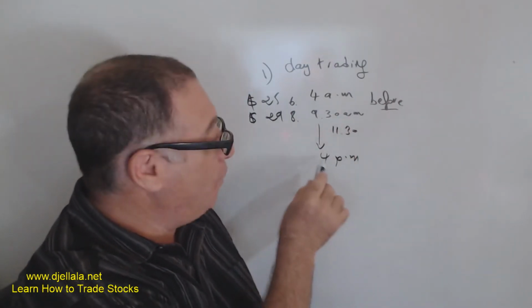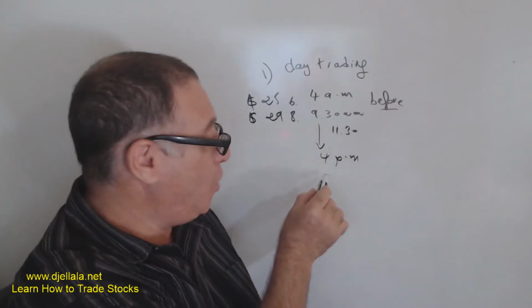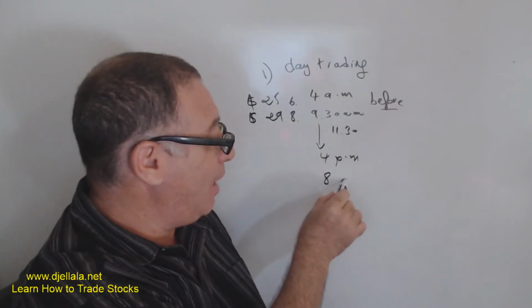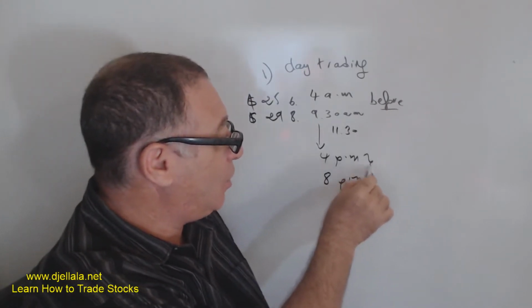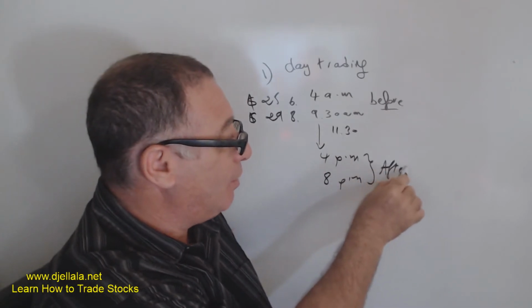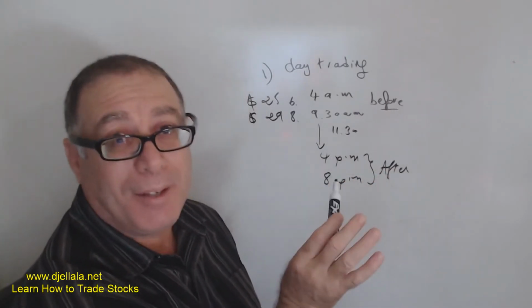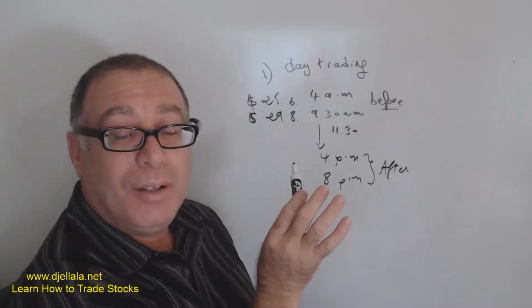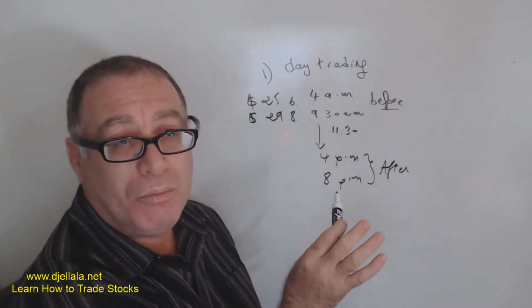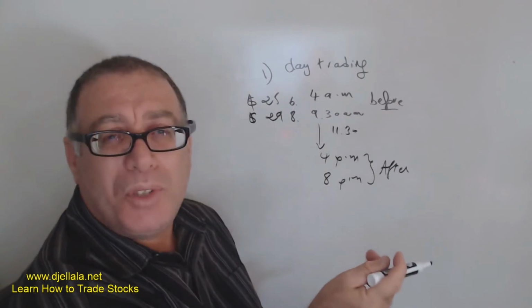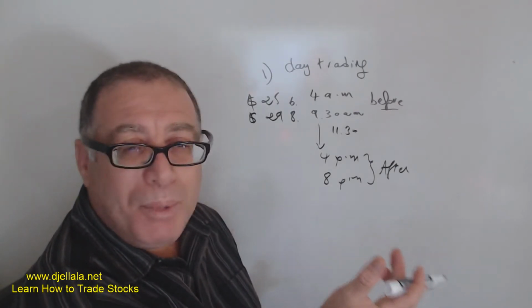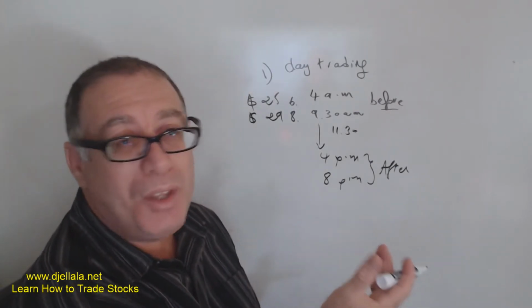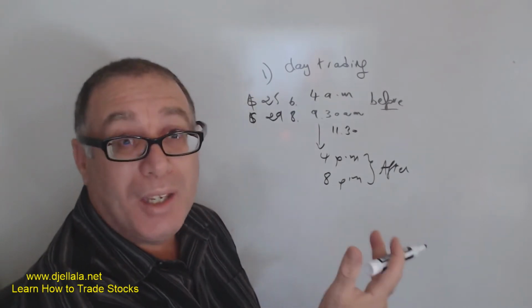Now, from 4 p.m. to 8 p.m., this is called after trading hours. It's the same thing. People trade because there is news. Now, suppose there is no news. Most of the people don't trade when there is no news and nothing happening.